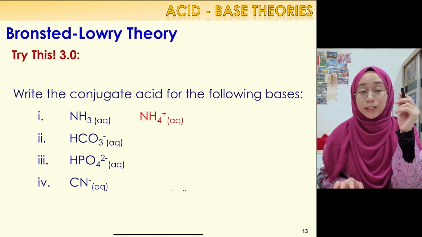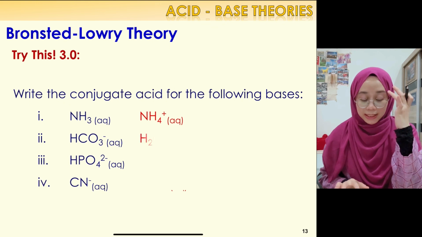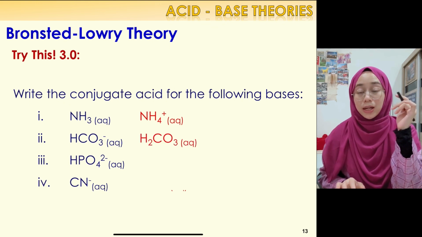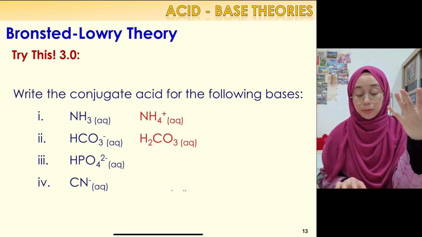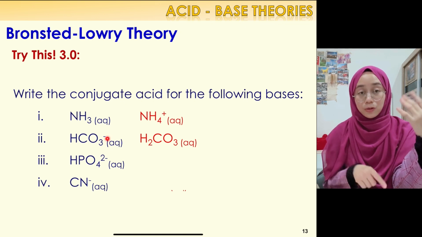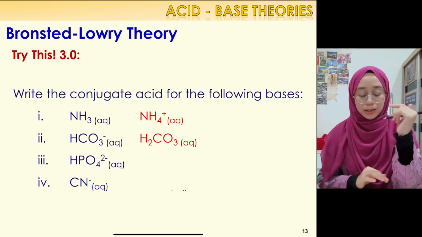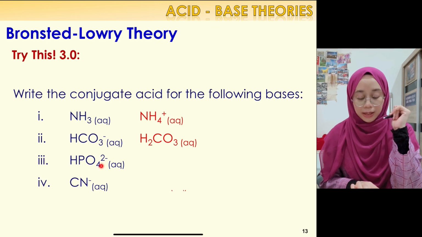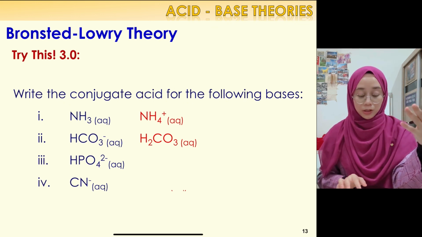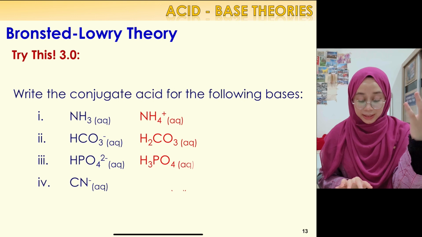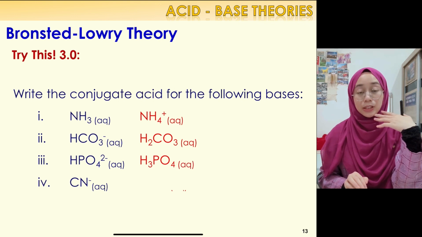So first one akan jadi NH4 plus class. Okay, the second one dia jadi H2CO3. Yang ni dia dah tak ada charge kan, sebab dia accept H plus. Yang ni kan negative sign kat sini, so jumpa dengan positif, so neutral. Okay, and then HPO4 2 minus, so kita terima satu lagi proton, so instead of 2 minus dia jadi minus je sekarang ni.